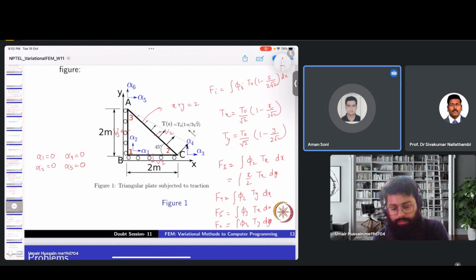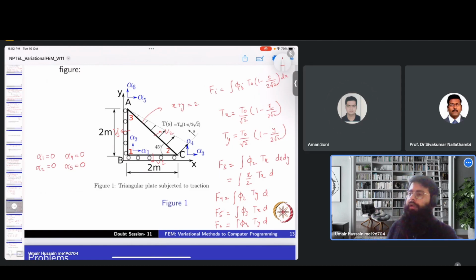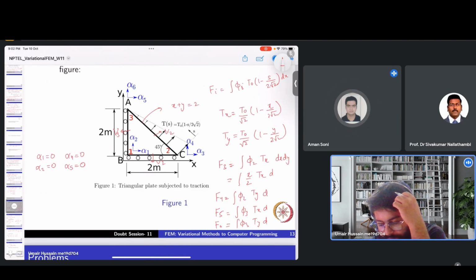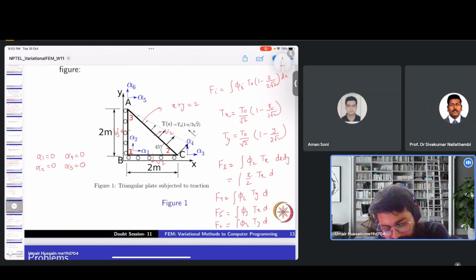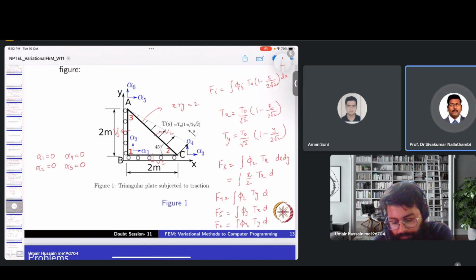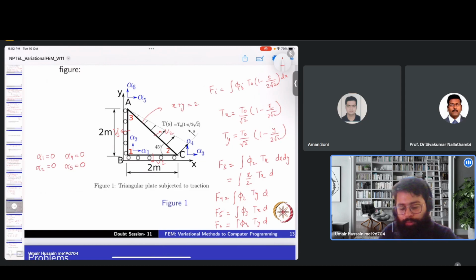But the main thing is why sir is asking about this. Actually, if you look at node 3, this traction vanishes. This is what we call the singularity problem in FEM. F3 you have in the assignment also. Would this automatically go to 0 if we solve this integral along dx?